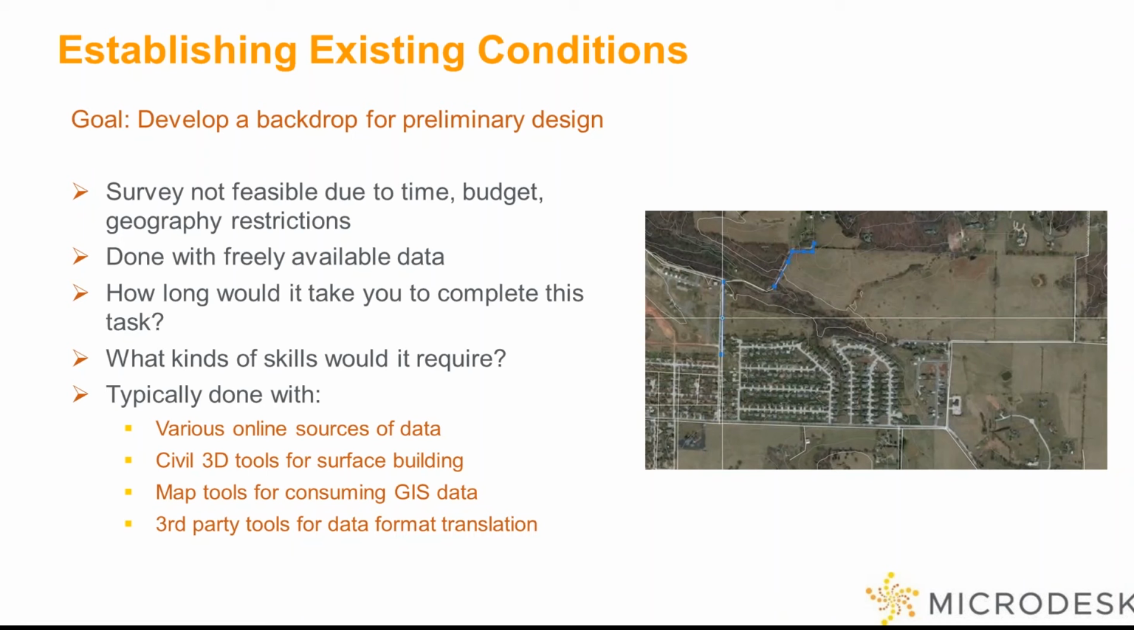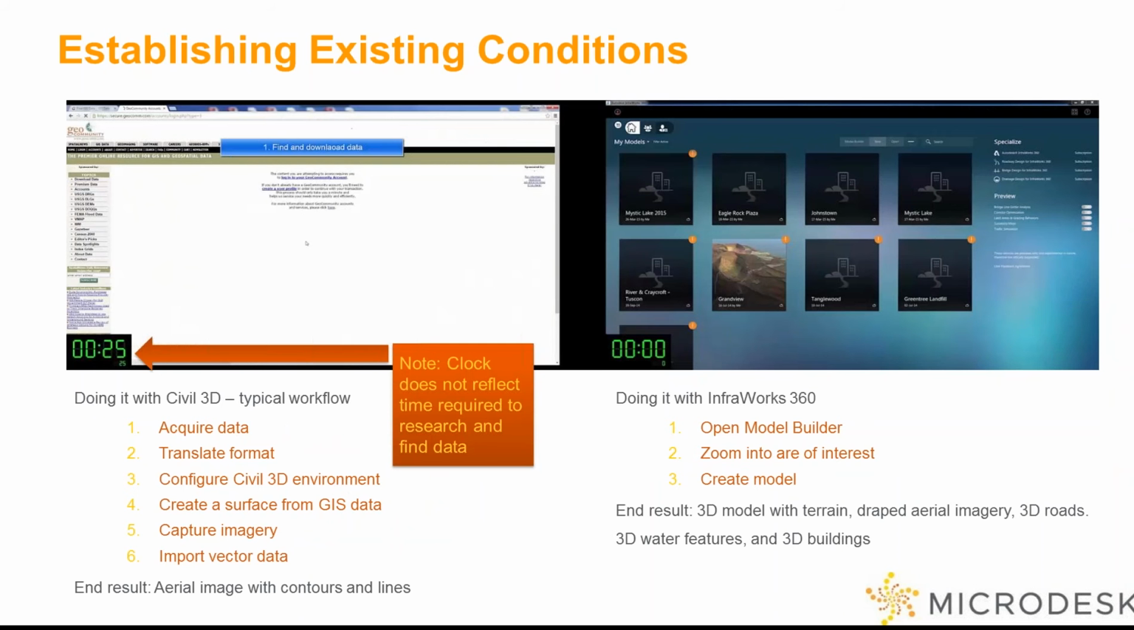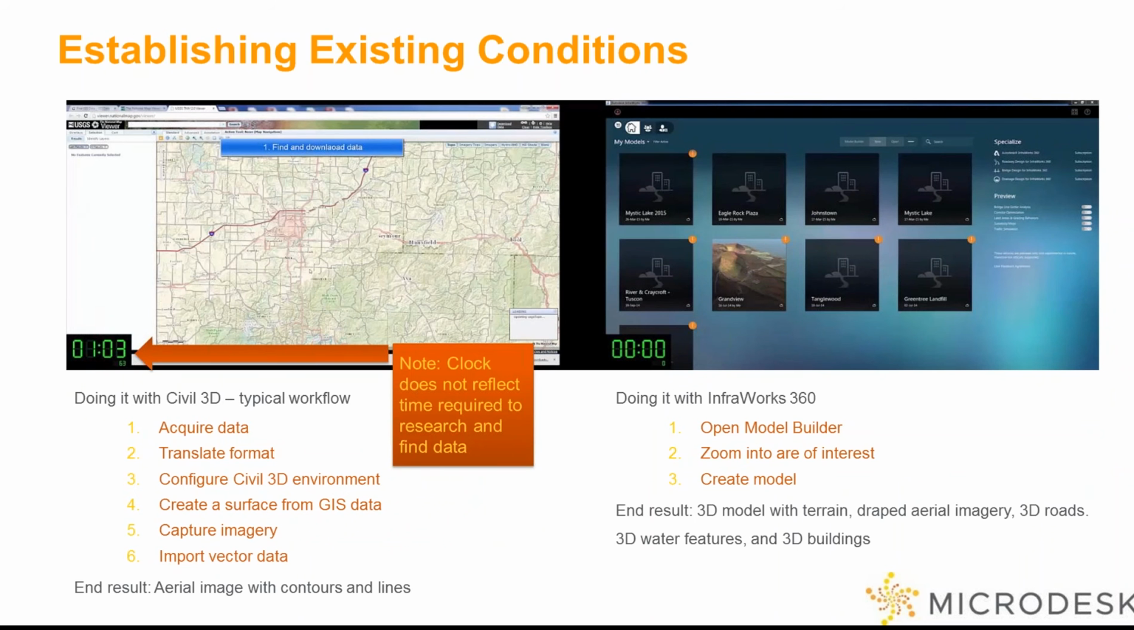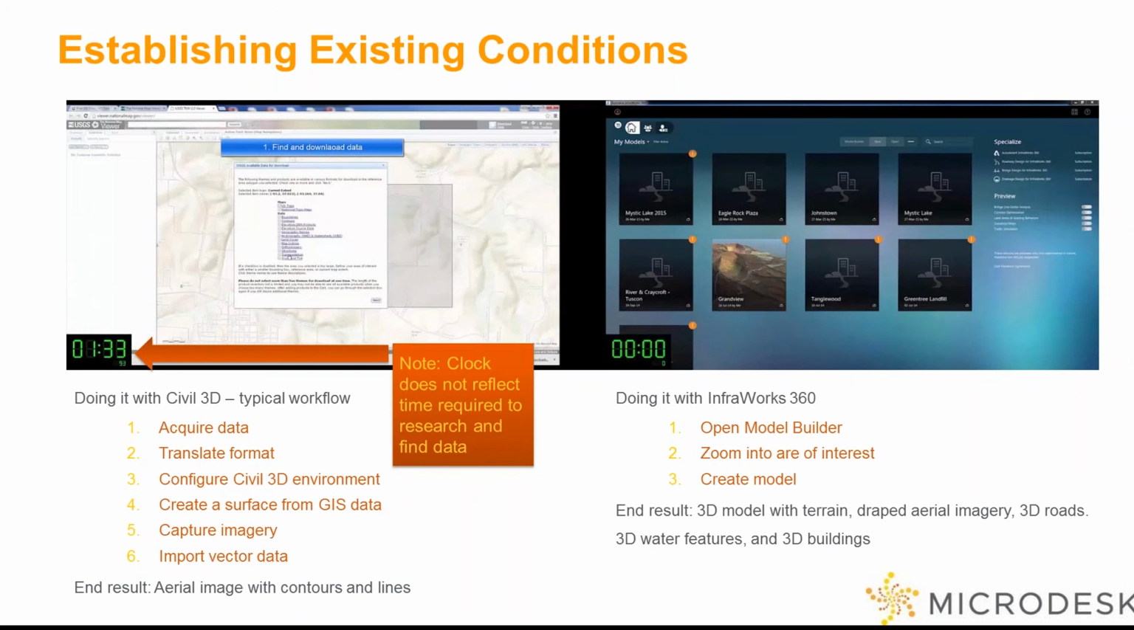So what we're going to do here is take a little comparison of the two. On the left-hand side of your screen, you'll see a video running of a typical workflow that would be done in Civil 3D. And on the right-hand side, we have a video that has yet to begin of InfraWorks 360. Now, we're giving Civil 3D a pretty big head start, and this is not taking into account any of that research I was talking about. This is assuming that you already know where everything is and where to get it.